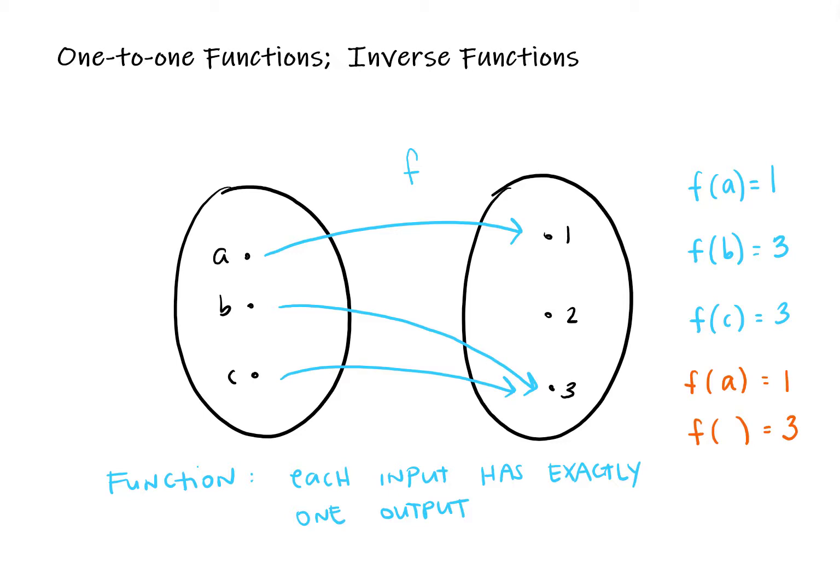If I'm given the input, I know what the output is. But if I know the output, that doesn't necessarily guarantee that I know what the input is. The big question is, are there times when I would be able to guarantee what the input is if I was told what the output is?